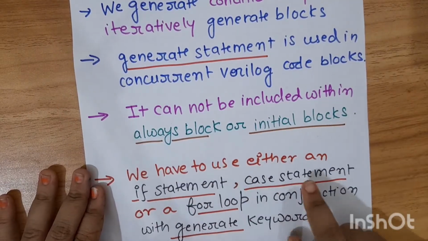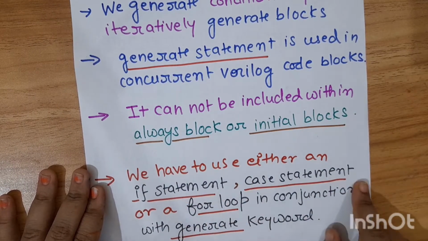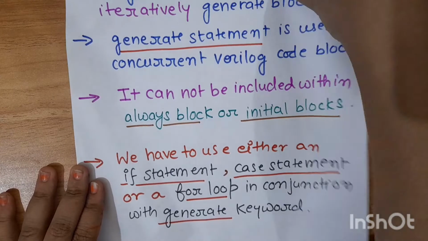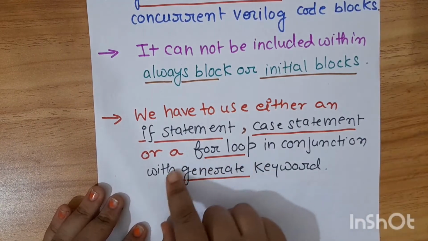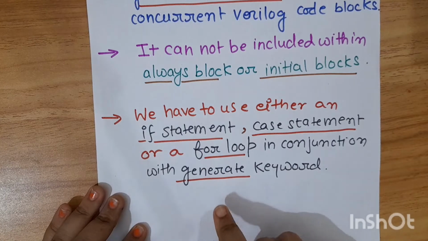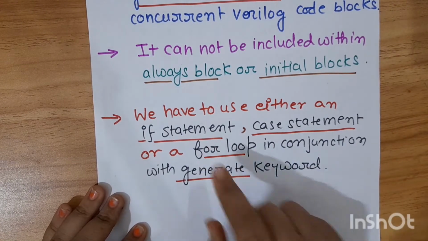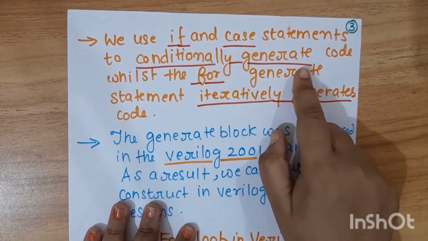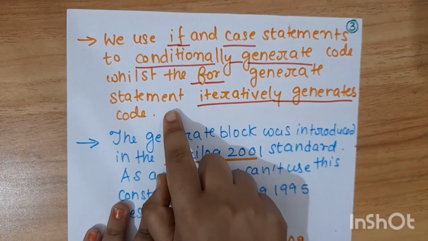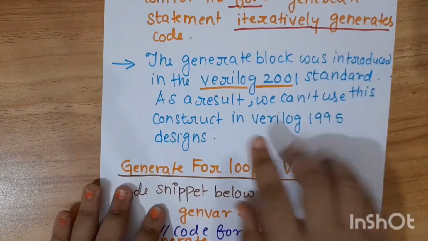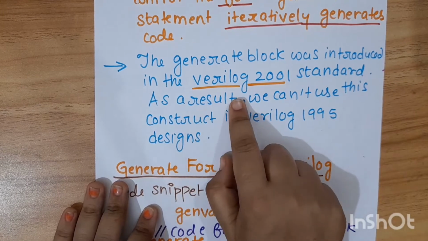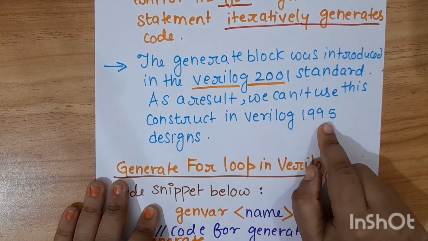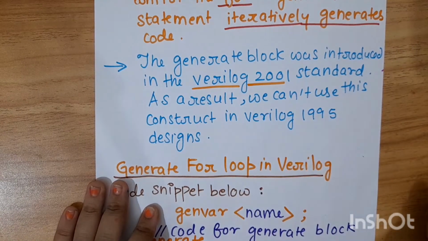We have to use either an if statement, case statement or a for loop in conjunction with the generate keyword. So generate is a keyword, and with the generate keyword we can have a generate if statement, generate case statement and generate for loop statement. We use if and case statements to conditionally generate code, while the generate for statement iteratively generates code. The generate block was introduced in the Verilog 2001 standard, and in the Verilog 1995 standard the generate block is not included.